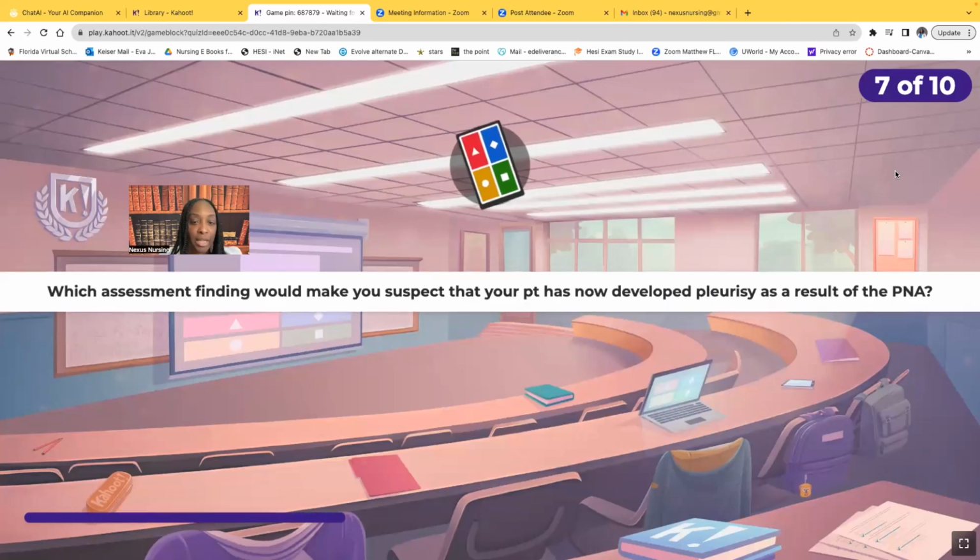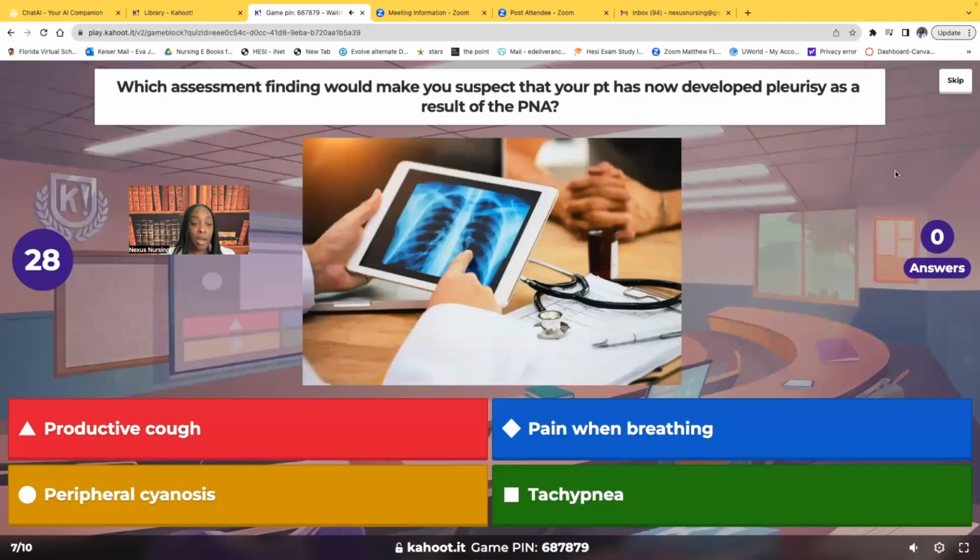Which assessment finding would make you suspect that your patient has now developed pleurisy as a result of pneumonia? Would it be a productive cough? Would it be pain when breathing? Would it be peripheral cyanosis, or would it be tachypnea? Which assessment finding would make you suspect that your patient has now developed pleurisy?